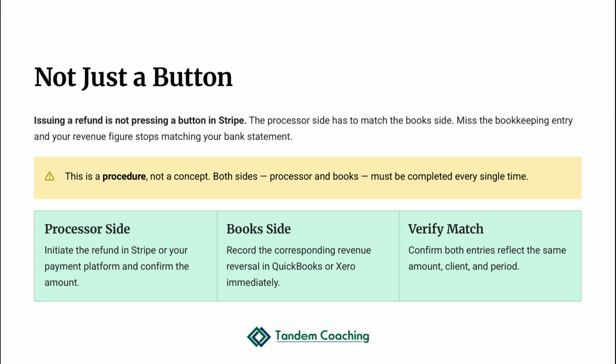Pressing the refund button in Stripe feels like the whole job, and that is the assumption the rest of this unit dismantles. The processor side moves cash and absorbs fees. The book side records the revenue reversal that keeps your financial picture honest. Skip the book's entry, and the bank statement no longer matches your bookkeeping software. The mismatch is invisible until reconciliation surfaces it, which usually happens in January when the 1099-K arrives, and you have lost the context to fix it cleanly. Treat it as a two-sided procedure from the start.